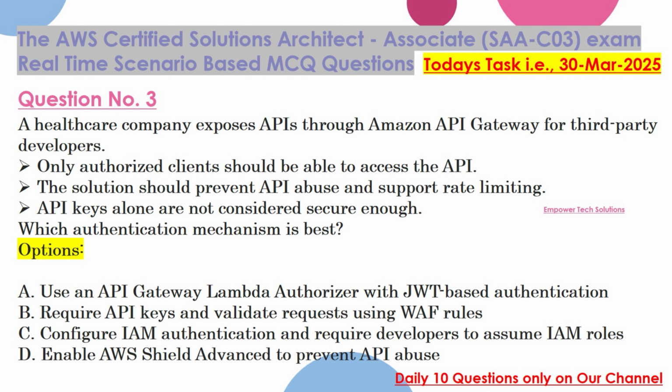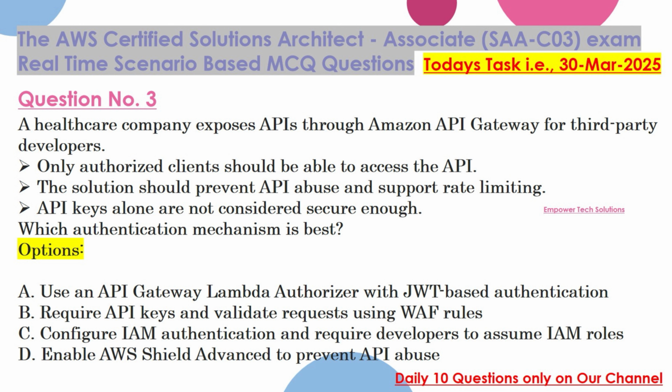Question 3. A healthcare company exposes APIs through Amazon API Gateway for third-party developers. Only authorized clients should be able to access the API. The solution should prevent API abuse and support rate limiting. API keys alone are not considered secure enough. Which authentication mechanism is best?